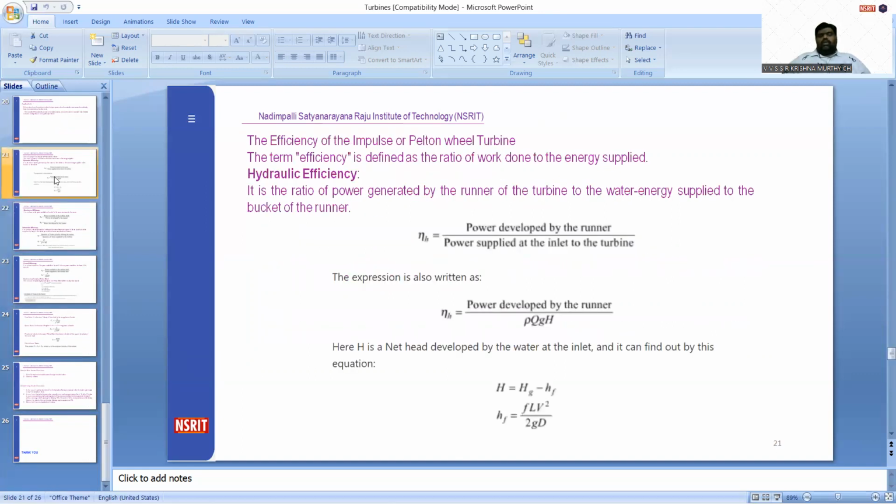Now we go to the efficiencies of the turbine. First is hydraulic efficiency. It is defined as the ratio of power developed by the runner to the power supplied to the inlet of the turbine. The power supplied to the inlet of the turbine is, we are giving the head of water based upon the discharge, so it is rho g Q H. There may be losses of head, so it will be taken as gross head minus frictional head losses.